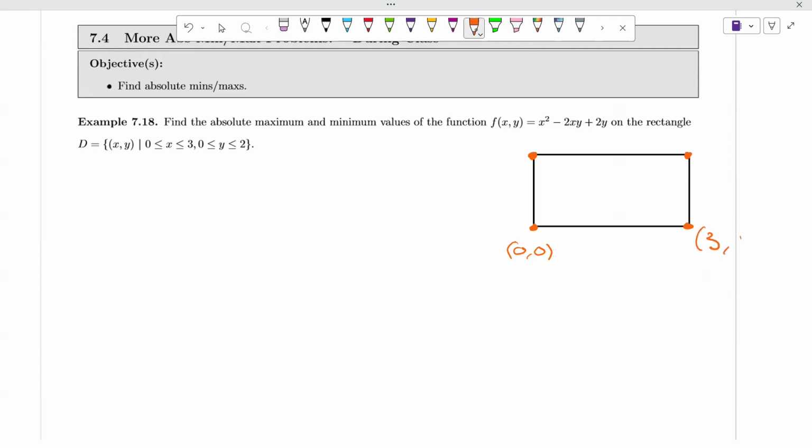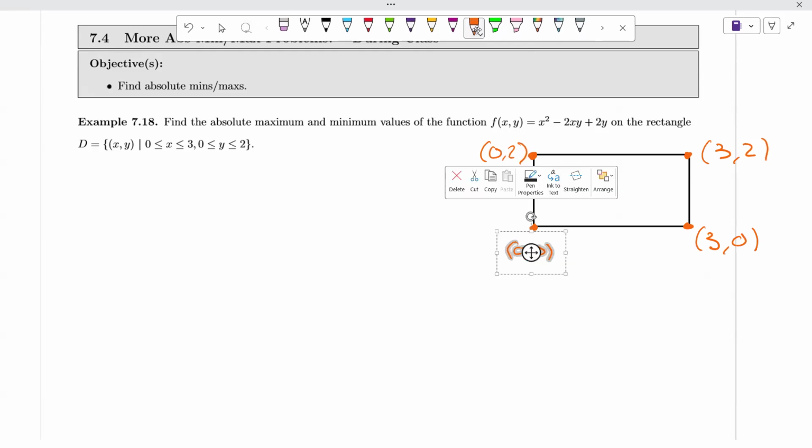Everything's fine. Situation normal. Okay, that one's 3, 0. This one is 3, 2. And this one is 0, 2. And then why don't we move 0, 0? Just kind of pull it over there. Okay, so those are my 4 boundary points. I'll check them later.